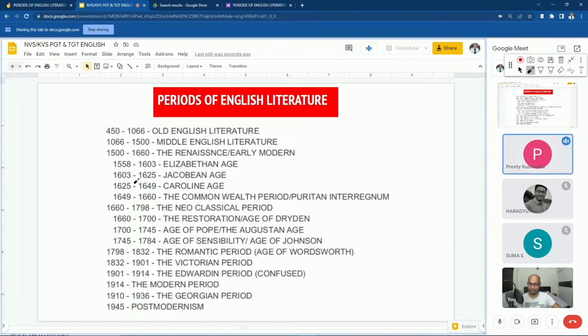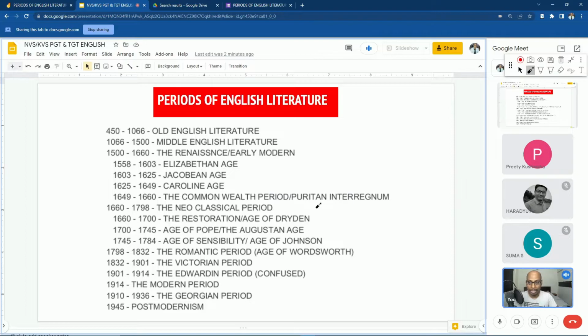Then 1603 to 1625, Jacobean age. 1625 to 1649, Caroline age. Right. And what is the next age? Then comes the Commonwealth period. 1649 to 1660 is the Commonwealth period or Puritan interregnum.